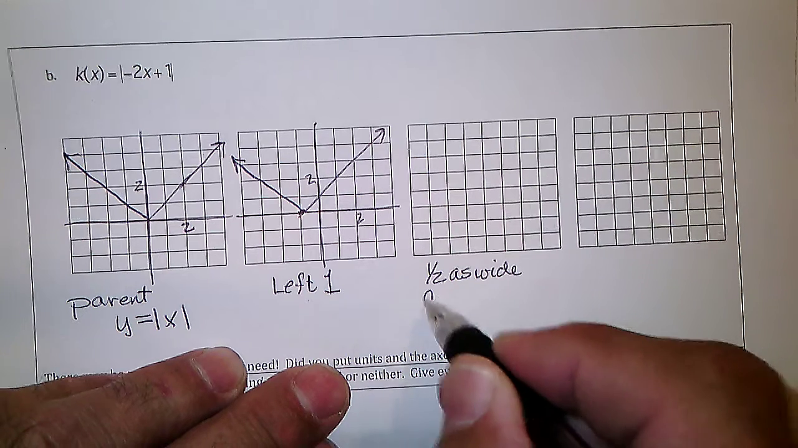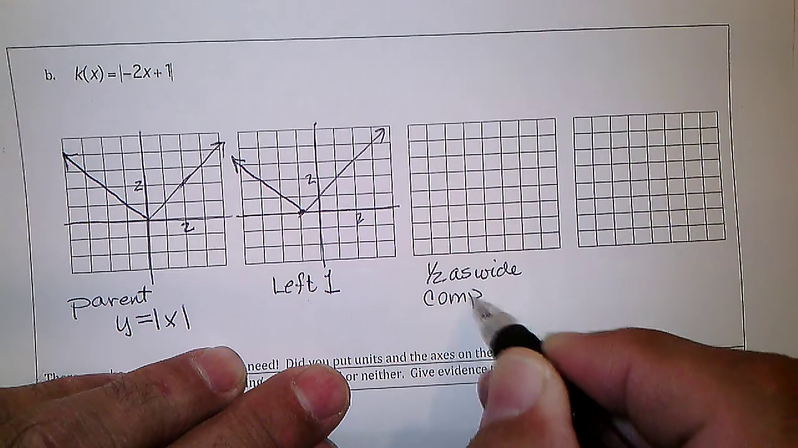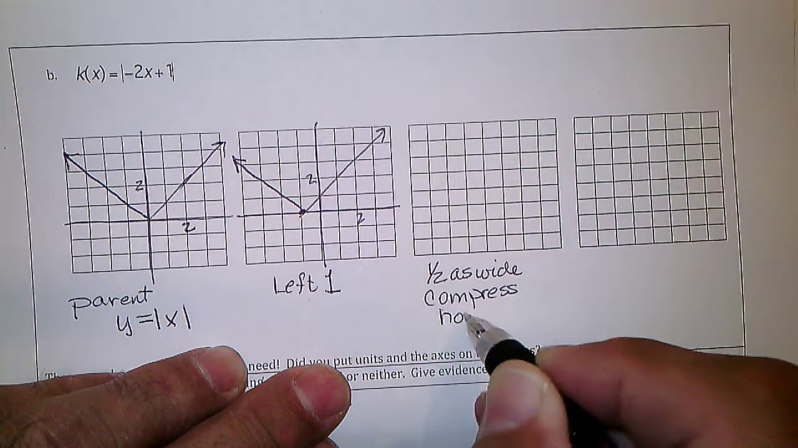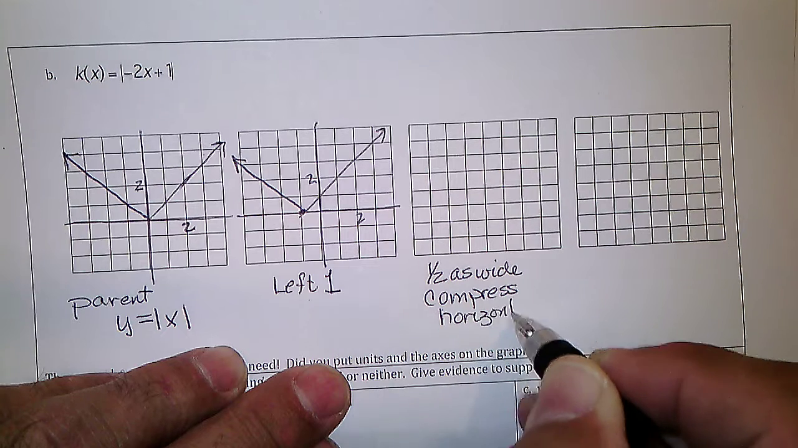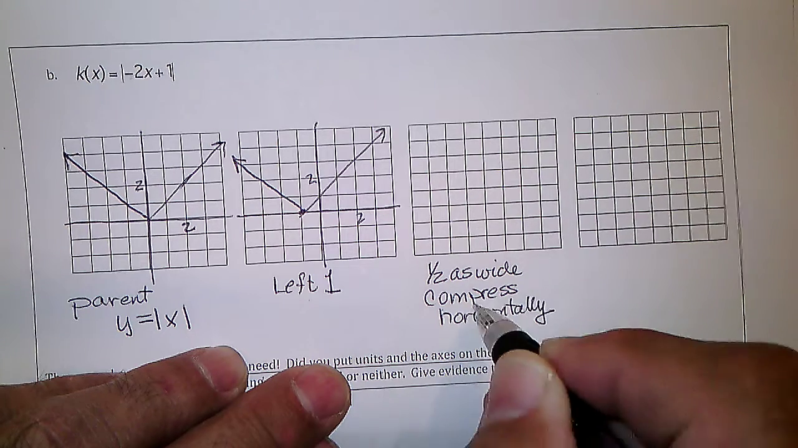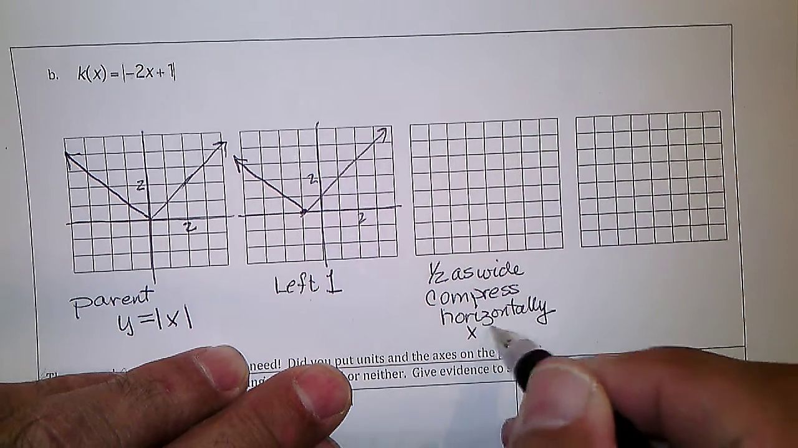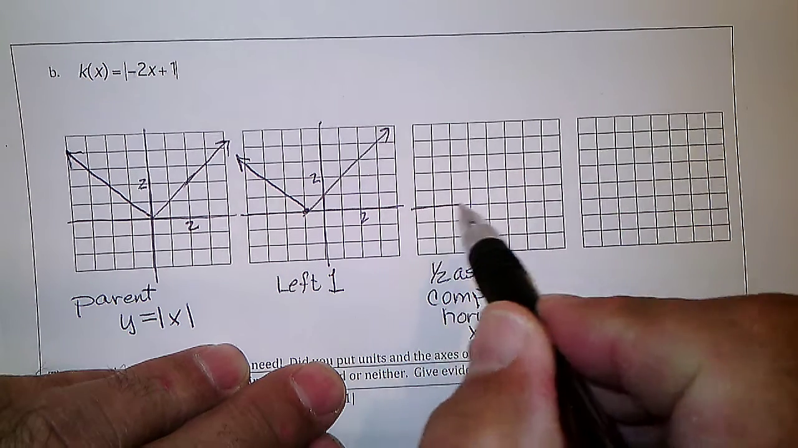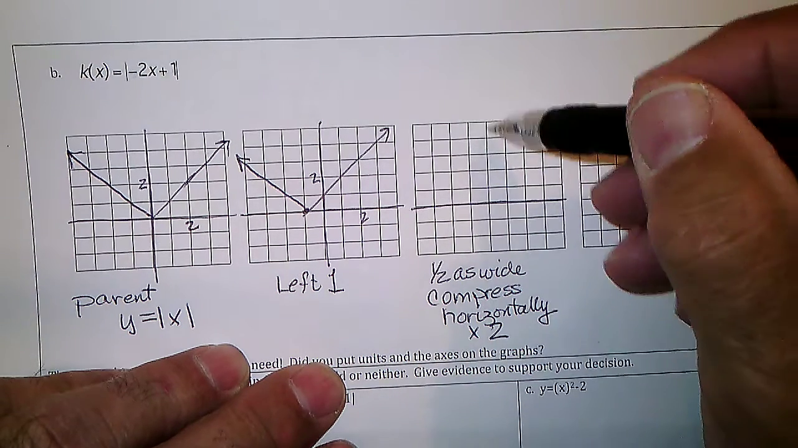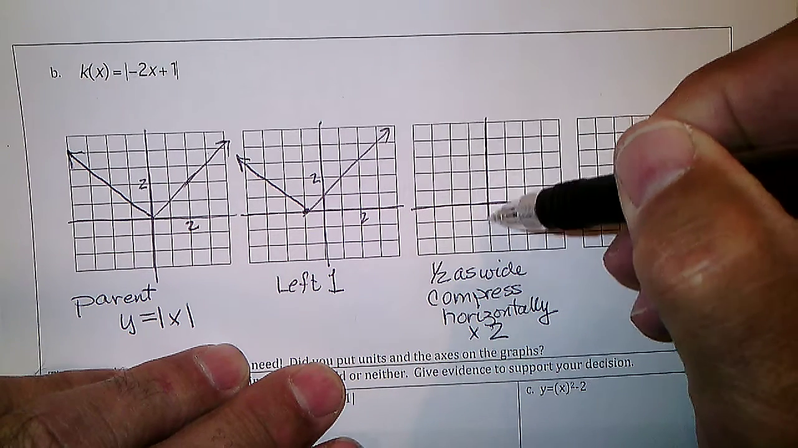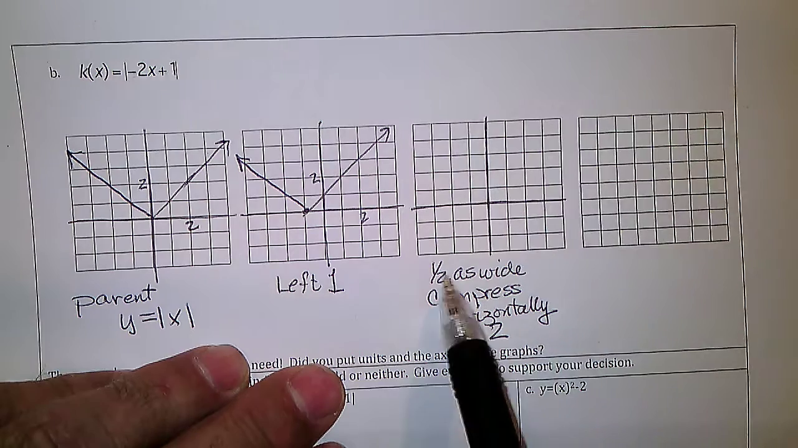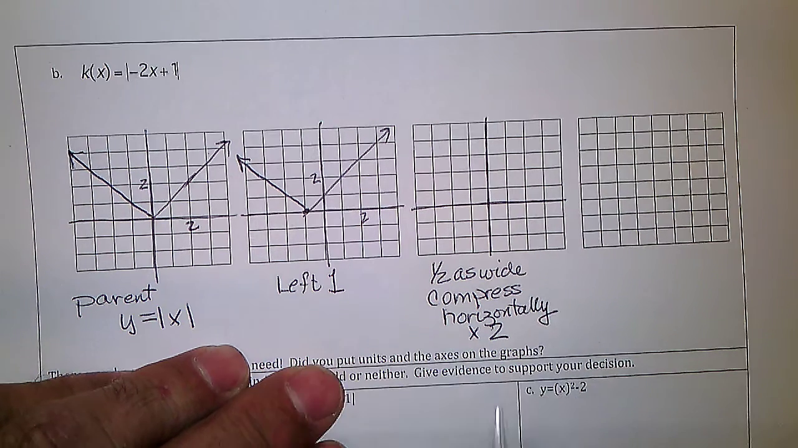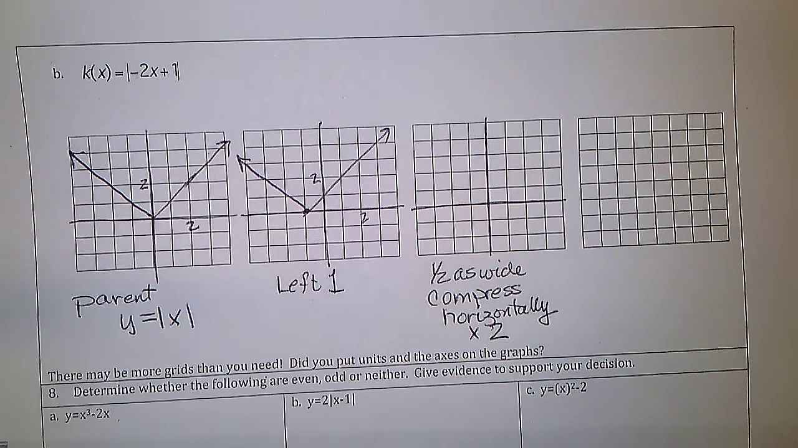Or better yet, compressed horizontally by 2, or a half if you want. I don't care which way you say that. It's by a factor of 2. So now that means it gets half as far from the y-axis. And that's what people will miss on this.